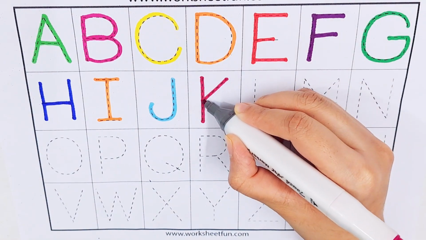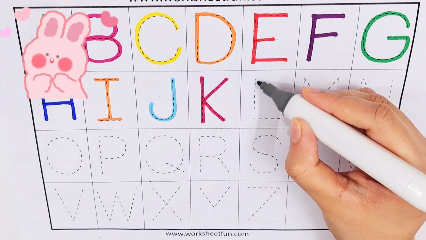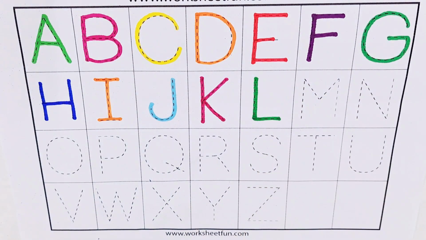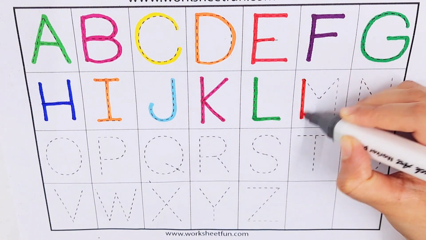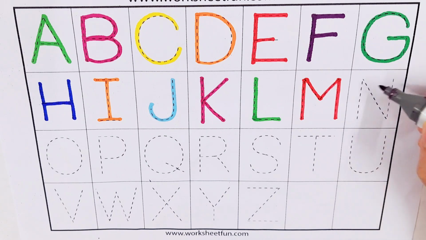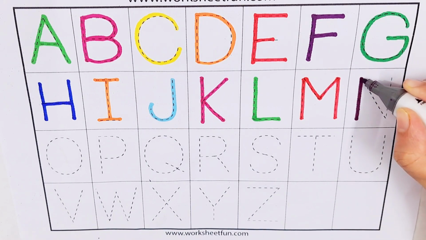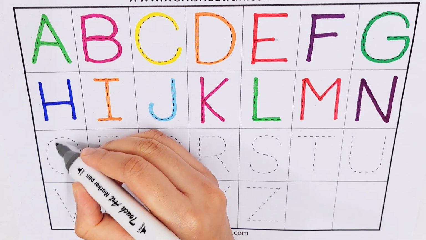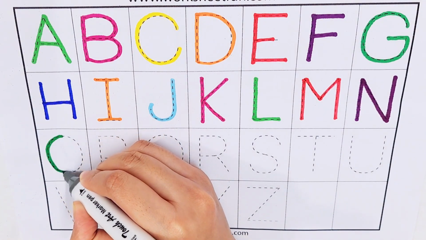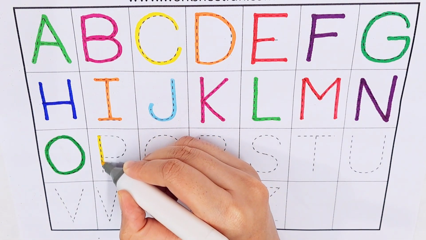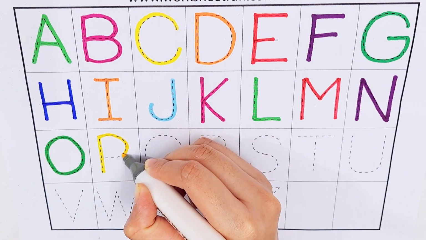K for kiwi. L for lemon. M for monkey. N for nurse. O for orange. P for pillow.